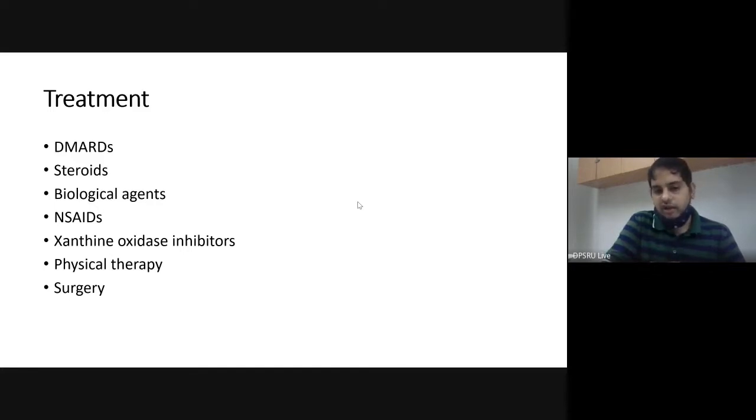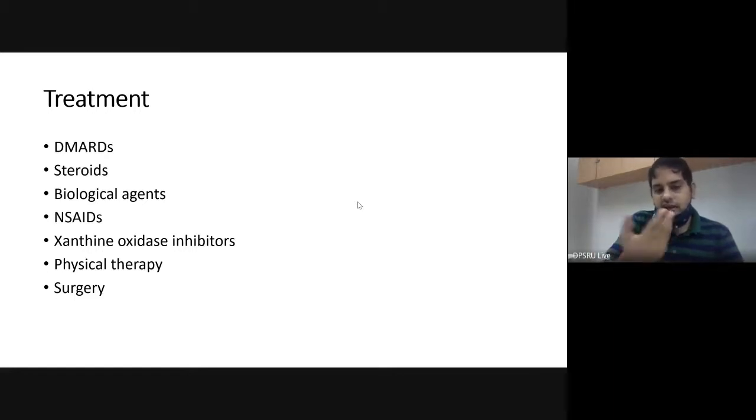A well-known drug is allopurinol. What it does is inhibit this enzyme. Due to inhibition of this enzyme, hypoxanthine will not convert into xanthine and then finally into uric acid. And if uric acid does not form, it will not deposit.